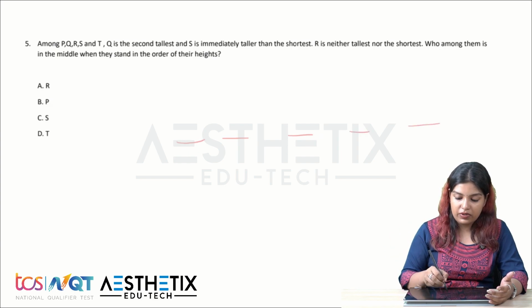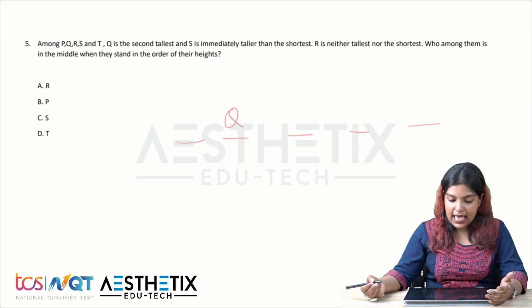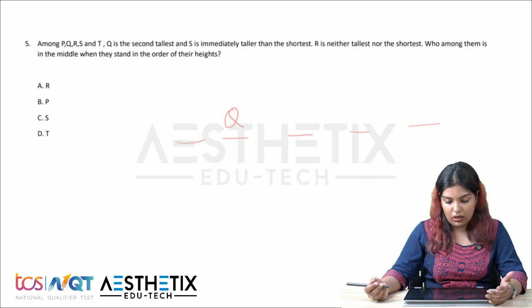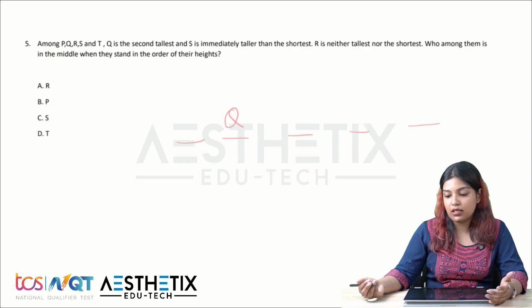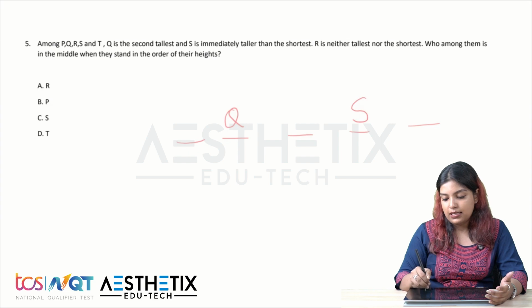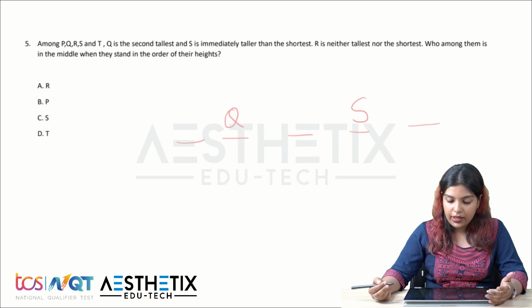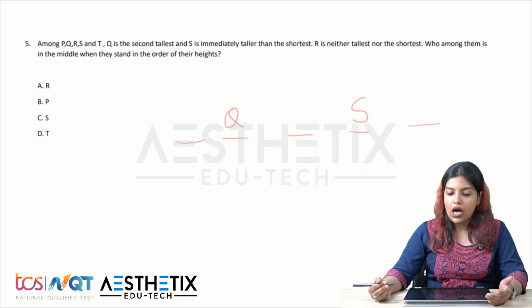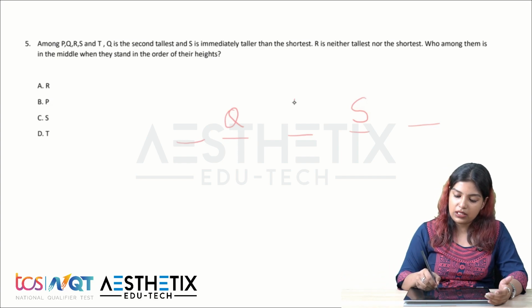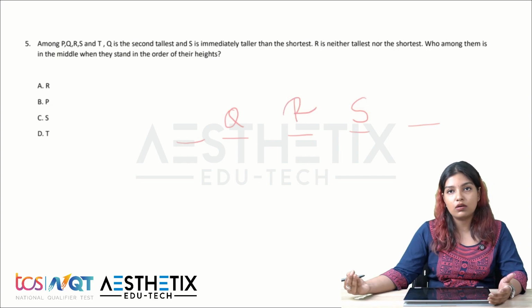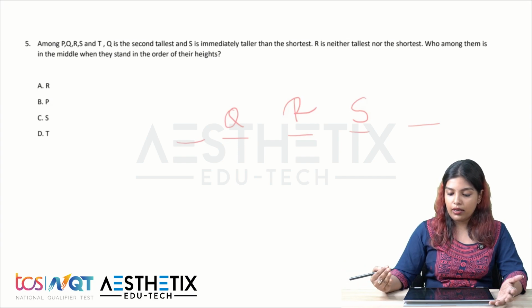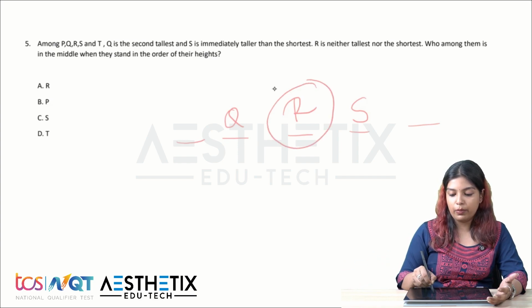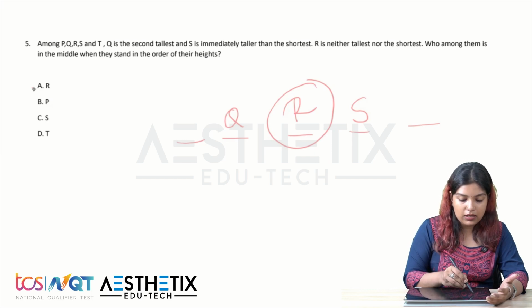Q is the tallest, which means I can place Q here. And S is immediately taller than the shortest. Okay, immediately taller than the shortest means S will be placed second from the back. And R is neither the tallest nor the shortest. Okay, so who among them will be the middle? R is not taller, not shorter, which means R can be placed here only. It's not shorter also, it's not taller also. So R will be in the middle. Okay, the right answer is option A, R.